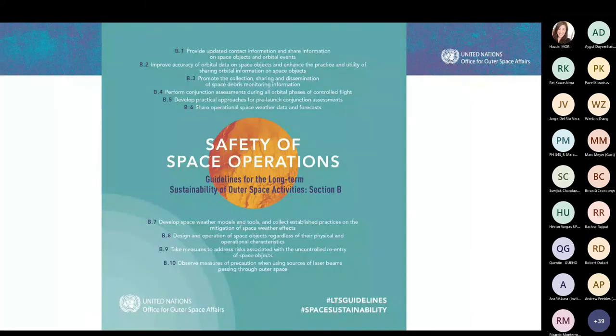Section B of the guidelines is on the safety of space operations, and it's perhaps the meatiest section of the guidelines. It provides guidance on things like conjunction assessment and collision avoidance. You have guidelines on space weather. You have a guideline on the uncontrolled re-entry of space objects. You also have a guideline devoted to laser beams passing through outer space.